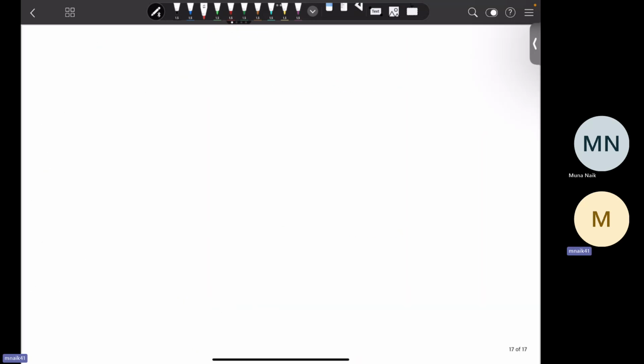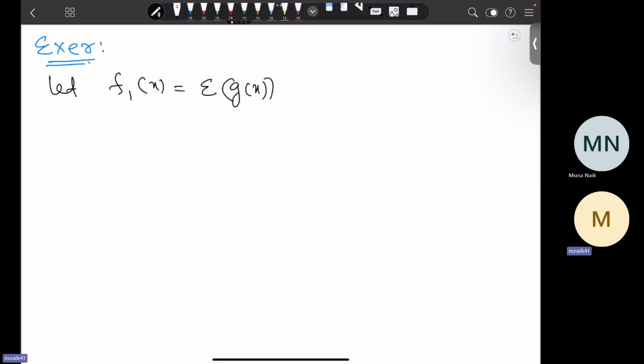Now, a small exercise or observation. Suppose f1(x) is equal to epsilon of g(x), where epsilon is either little o or big O, and f2(x) is also epsilon of g(x), as x tends to a.